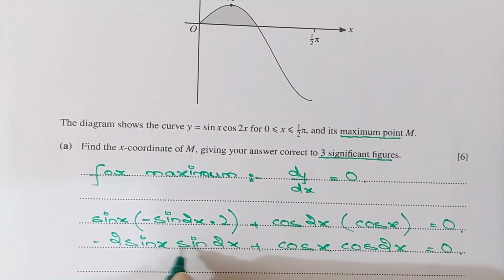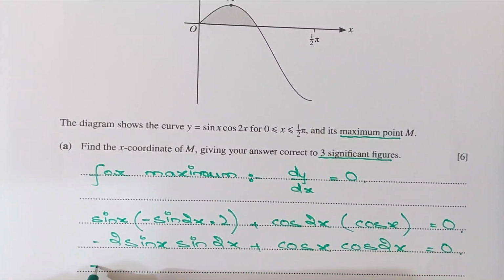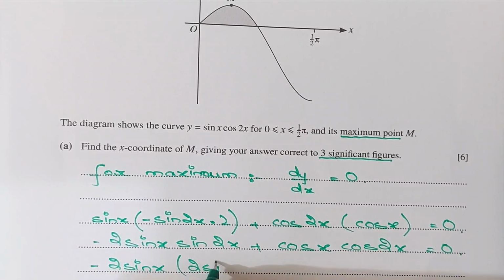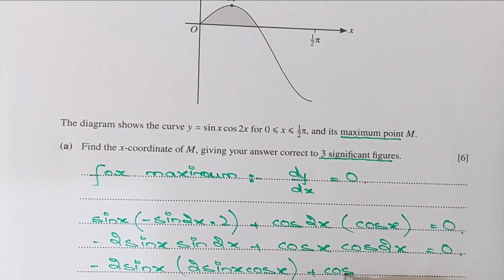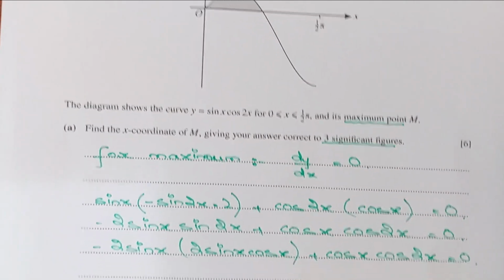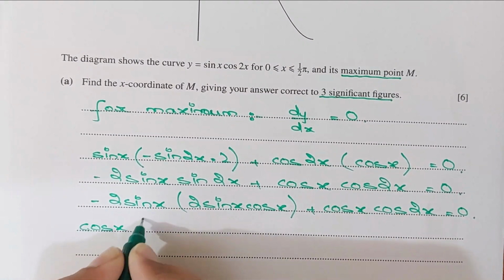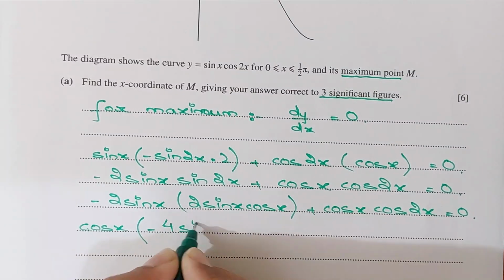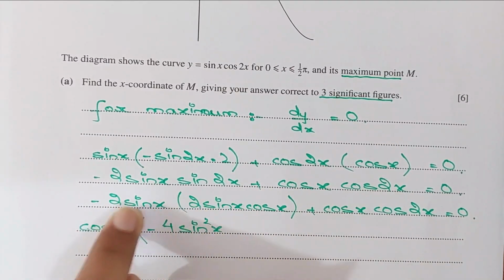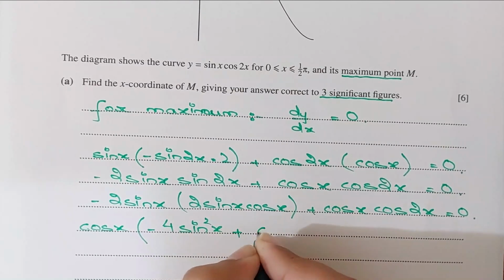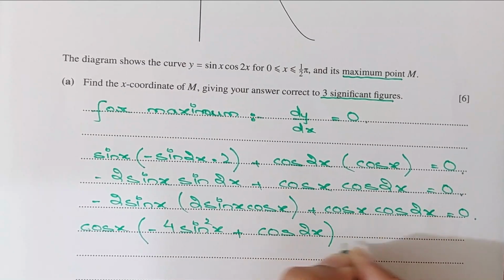Okay, and if I open the formula for sine 2x, we have minus 2 sine x times 2 sine x cos x plus cos x cos 2x. This would be equal to 0, right? Let me simplify it further by taking cos x common, because cos is common in both terms. We have minus 4 sine square x, 2 times 2, 4 sine times sine square, plus cos 2x. This would be equal to 0.